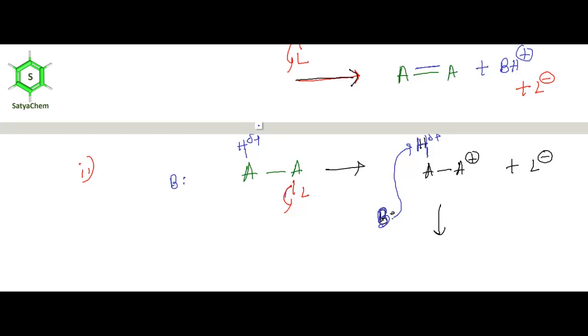Now the bonded electron pair in the A-H bond moves between the A-A bond. Now we are getting an A double bond A, and BH plus, and in the previous step we got L minus. So this is another kind of elimination reaction mechanism.